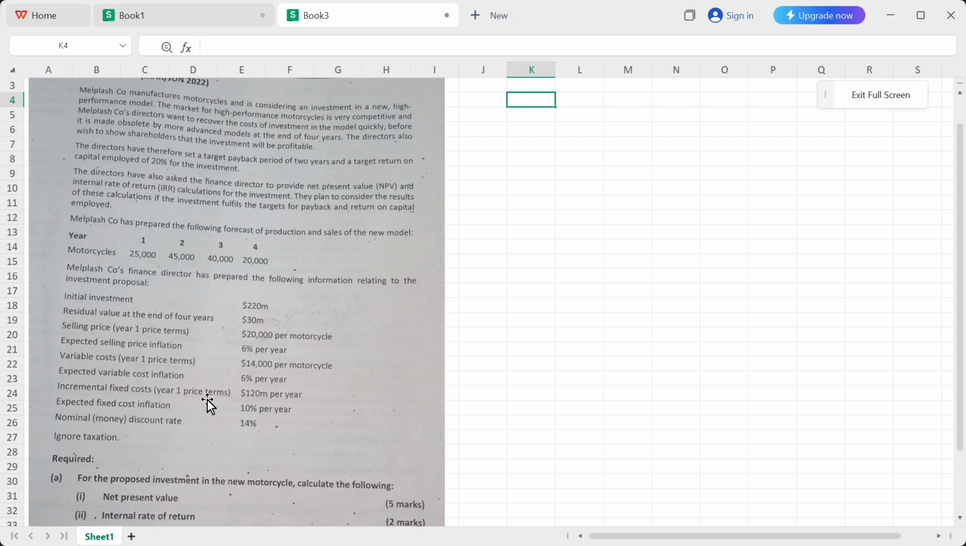Year one price term, year one price term. So, what does this year one price term mean? Now, if you see, for selling price, for variable cost, and for incremental fixed cost, they have given us the inflation for each one of them.